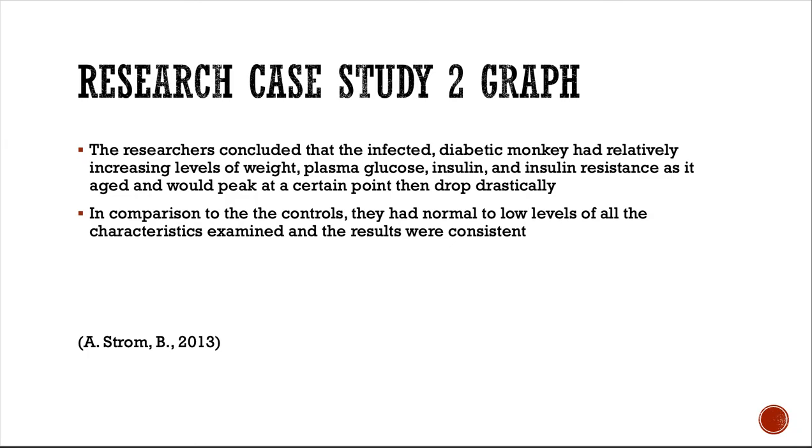So again, I'll show you guys a graph that correlates to this research case study, but I'll give you guys some background first. The researchers concluded that the infected diabetic monkey had relatively increasing levels of weight, plasma glucose, insulin, and insulin resistance as it aged, and it would peak at a certain point, then drop drastically. In comparison, the controls had normal to low levels of all the characteristics that were examined, and the results were pretty consistent.